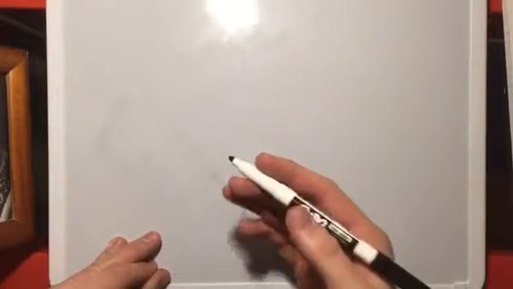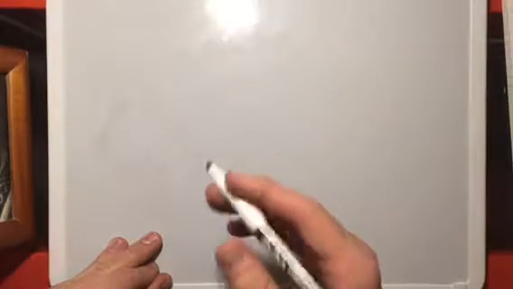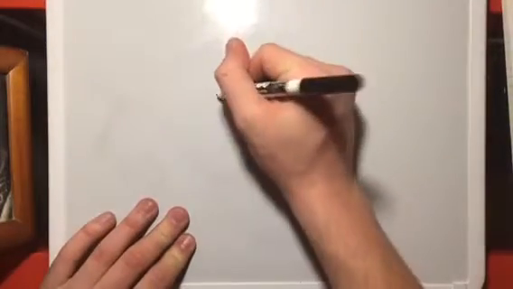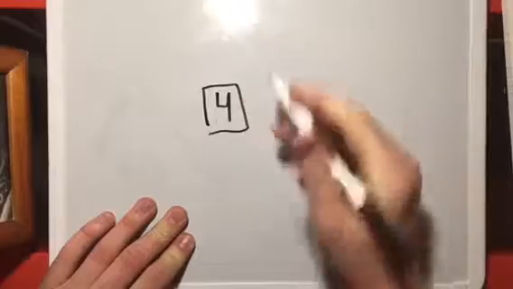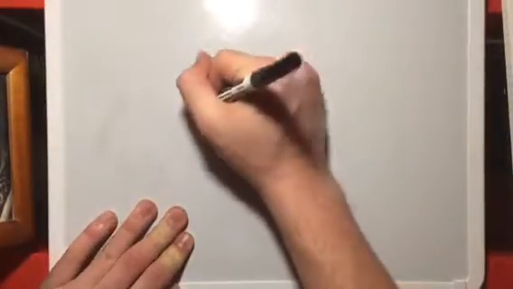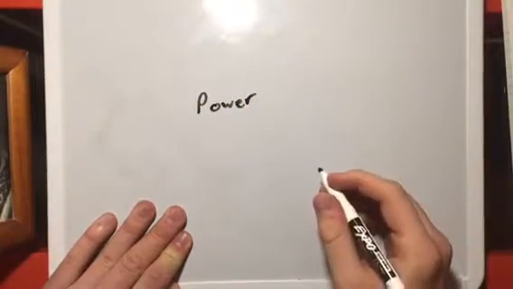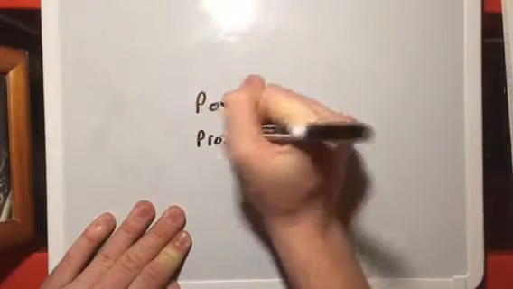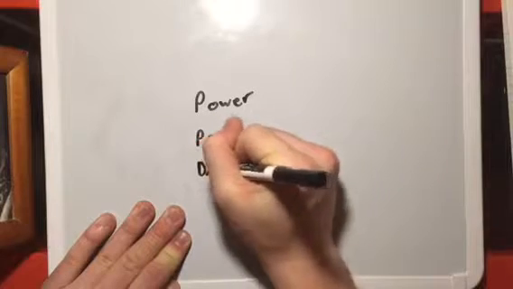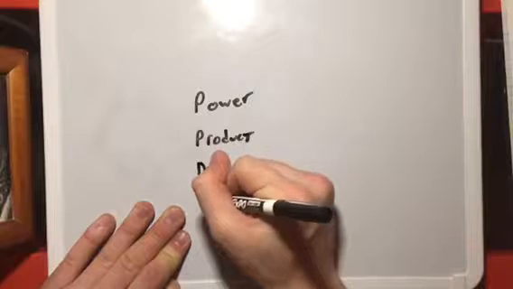Now as we tackle bigger and more complicated logarithmic problems, there are 4 properties that come in handy when solving these logarithms. There are 4 main properties. These properties include the power property, the product property, the division property, and the change of base property.